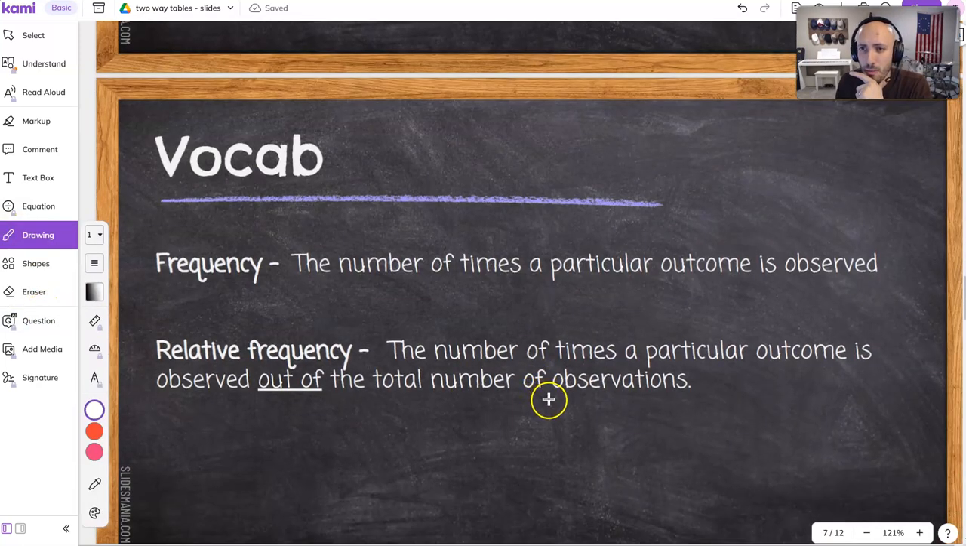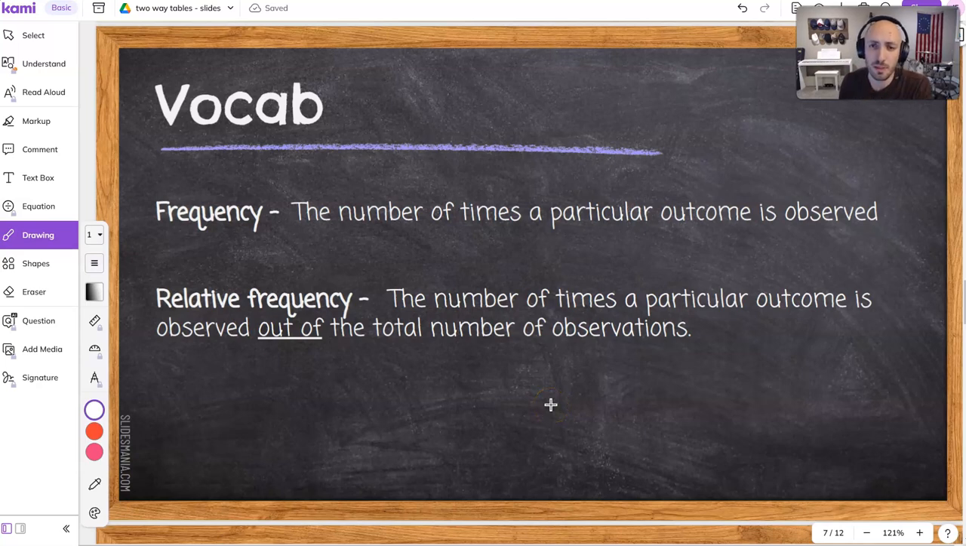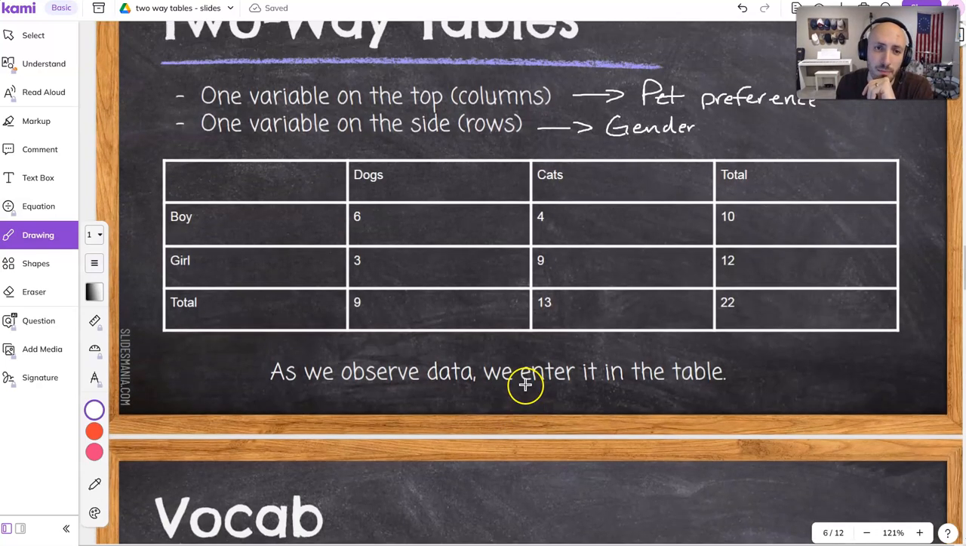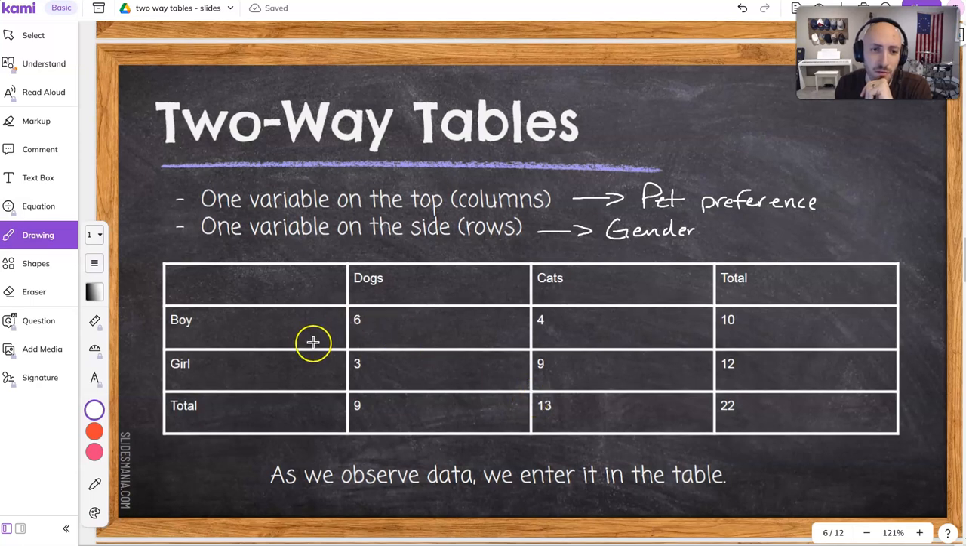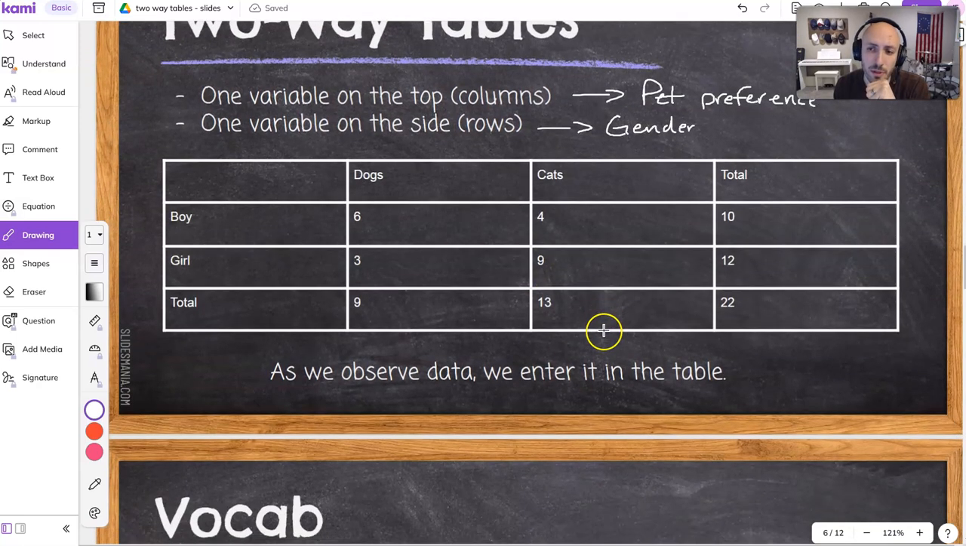So a little bit more vocab when it comes to specific terms related to two-way tables. The frequency, if you hear me talk about frequency, that refers to the number of times a particular outcome is observed. So for example, if we go back up here, the frequency of girls who like dogs was 3, right? The frequency of girls who like cats was 9. Okay, those are frequencies. The individual numbers are called frequencies.